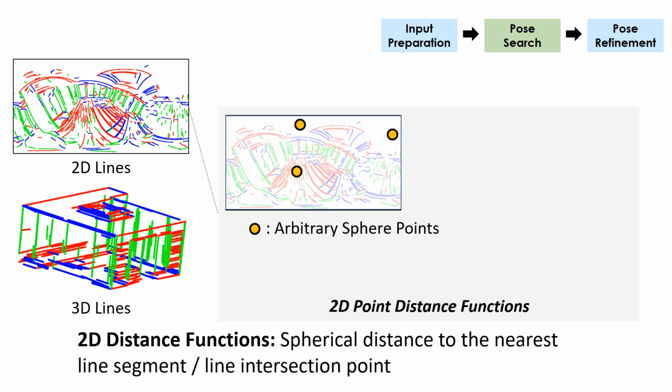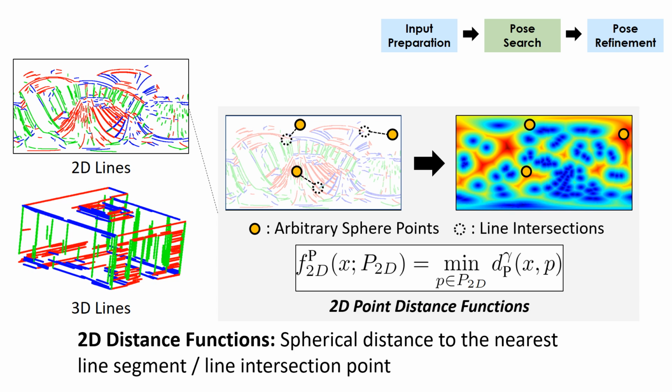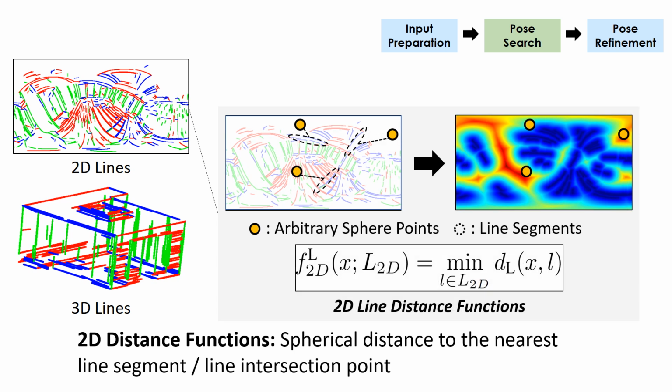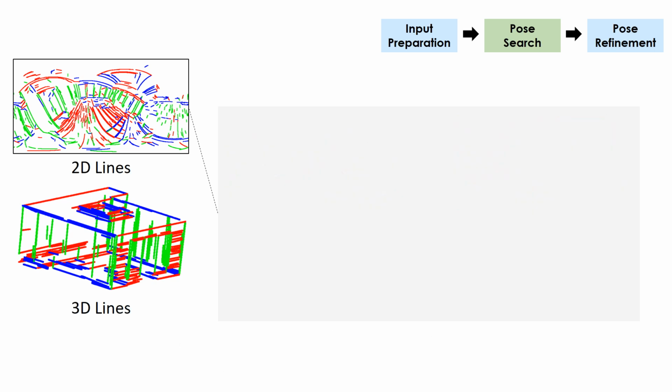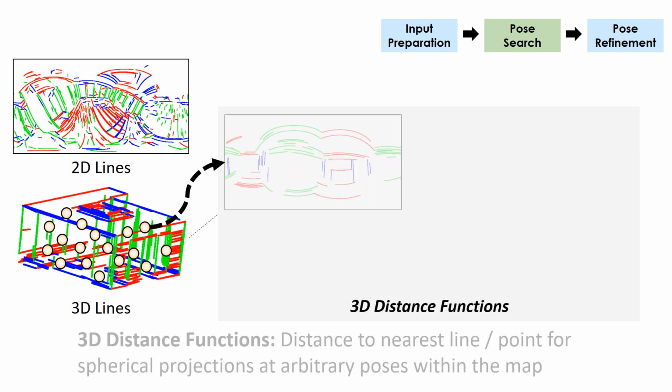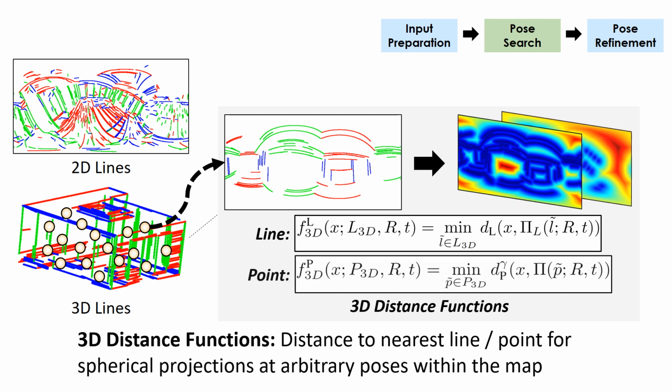To elaborate, 2D point distance functions are defined for arbitrary points on the sphere as the distance to the nearest line intersection. Similarly, 2D line distance functions are defined as the distance to the nearest line segment. Based upon the 2D definitions, 3D distance functions are extracted for a pool of poses within the map. Specifically, at each pose, we project the 3D lines and their intersections onto the sphere and compute the distance function values.